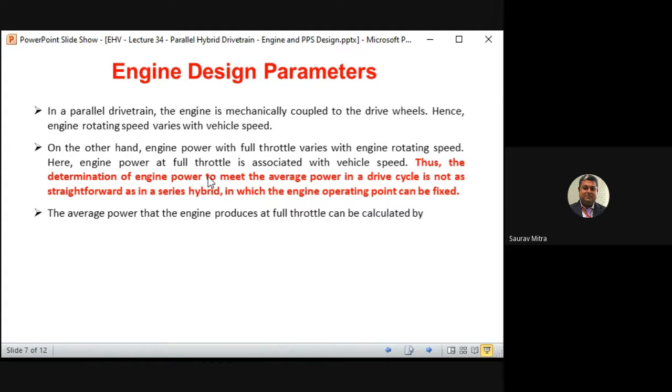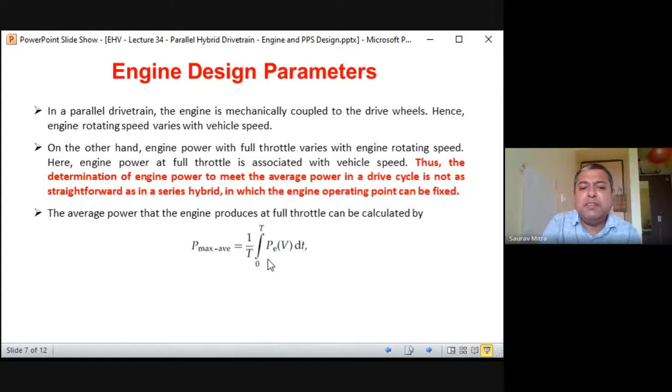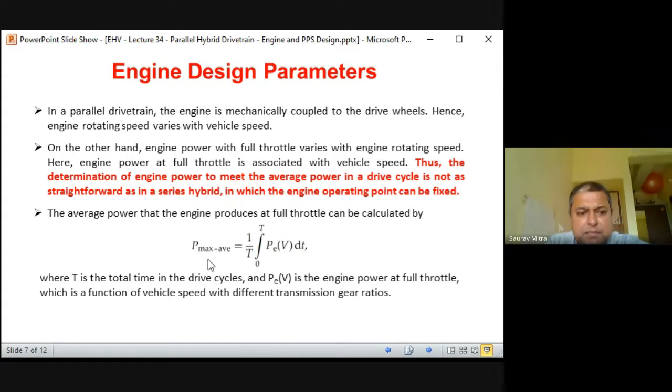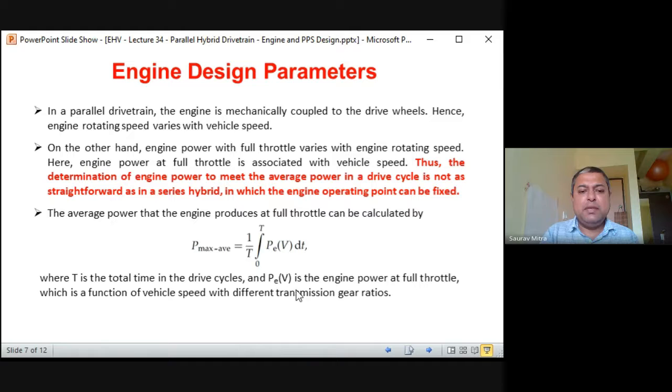And the average power that the engine produces at full throttle can be calculated by this, the P max average. Just in the previous slide also I had given you this kind of thing. So this is the power at velocity v. P is the power of the engine for a certain velocity, and this is the maximum average power that can be produced by the engine. T is the total time in the drive cycle. P of v is the engine power at full throttle, which is a function of the vehicle speed at different transmission gear ratios. So these are some of the design equations for the design parameters of the engine.